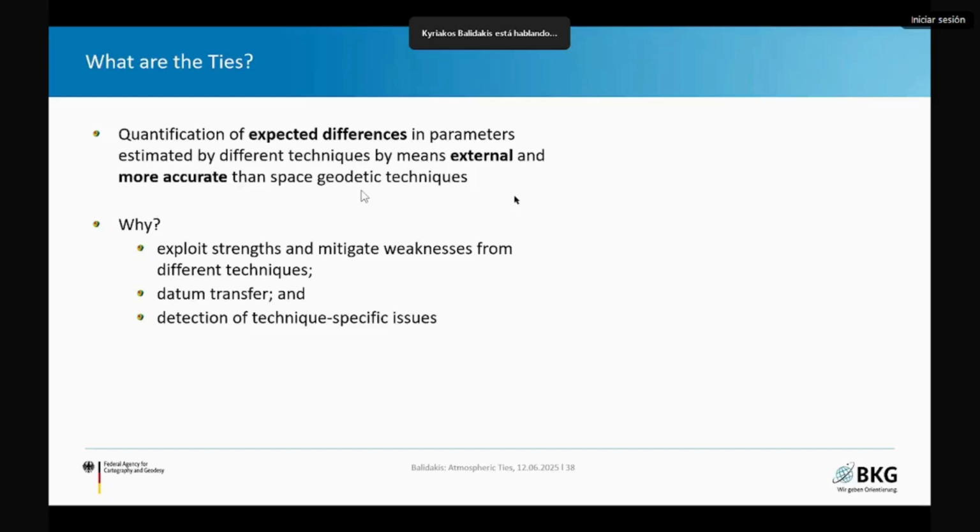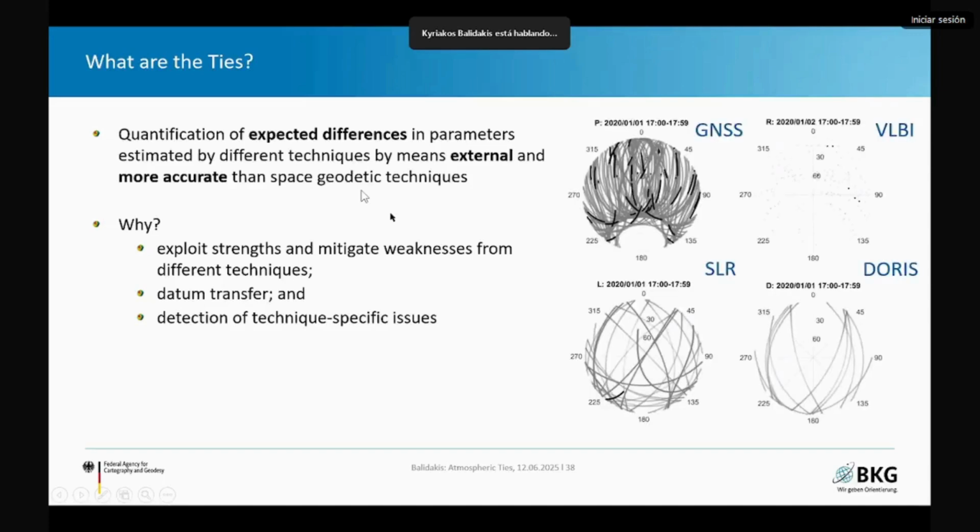Then we can do datum transfer. For example, VLBI does not observe satellites, so it does not know where the center of mass of the Earth is. But when we combine VLBI with SLR, SLR observes satellites that orbit around the center of mass of the Earth. So when we combine VLBI with SLR, this information is transferred from SLR to VLBI. And then, since we can estimate the same things using different independent observing systems, we can detect technique-specific issues.